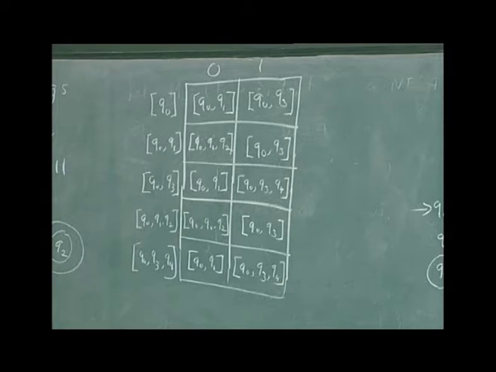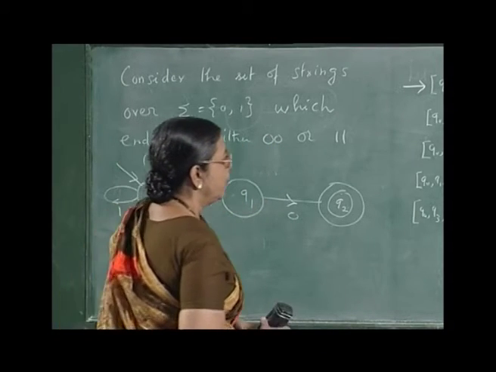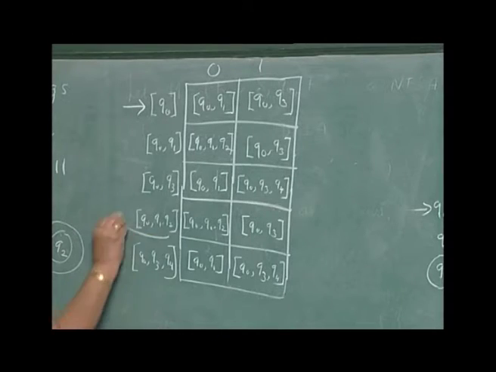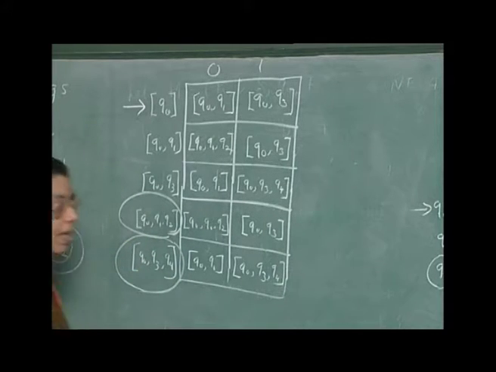Now, the singleton containing Q naught is the initial state. What are the final states here? Q2 and Q4 are final states. So, any subset containing them will be a final state. This is a final state, this is a final state. So, if you draw the state diagram for this, it will be like this.